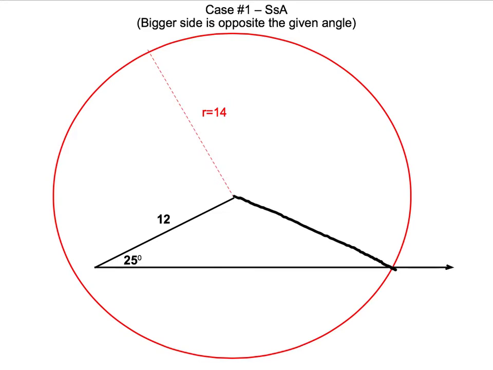At this point we can use our law of sines. Remember, this side right here is also the radius of the circle. Now we can use our law of sines, and let's call this angle A over here. I would find angle A first: 14 over the sine of 25 degrees equals 12 over the sine of angle A, and then go through and solve.